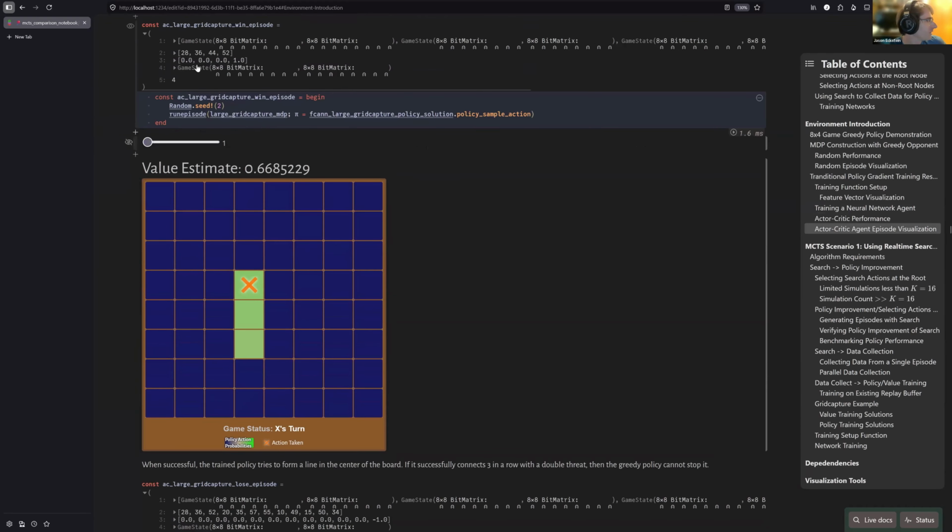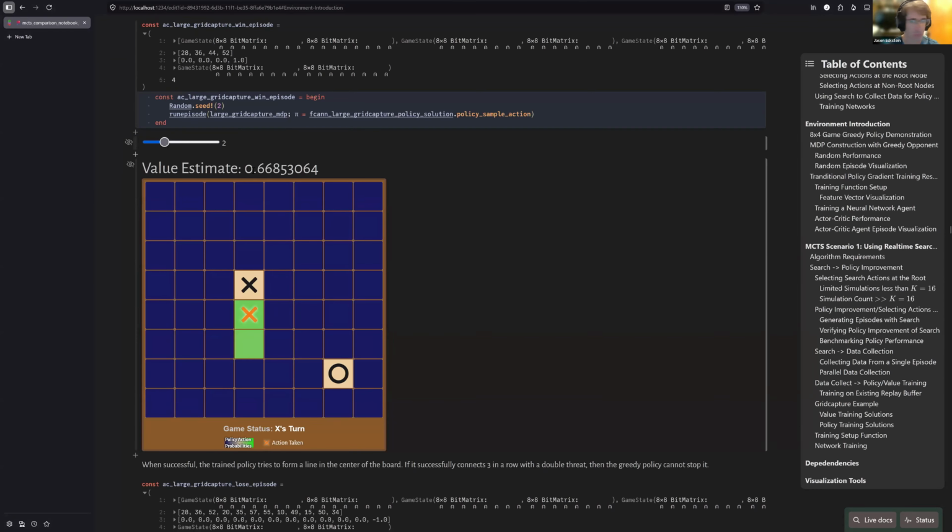So here is an example of the policy winning. We can see it wins in a very short number of steps, but you can see it favors these positions in the middle of the board. What's being shown here is I'm overlaying the policy, and then the move it's actually going to select from this state, and then the O response move from the greedy policy.